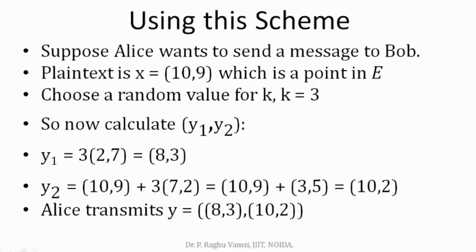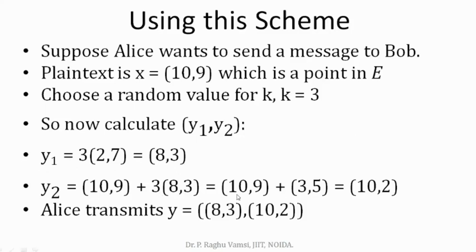It should be 8 comma 3 because it is 3 beta. Okay. So now calculate y1 comma y2. So y1 is equal to 3 of 2 comma 7. This is 8 comma 3. Now y2 is equal to 10 comma 9 plus 3 of 8 comma 3.